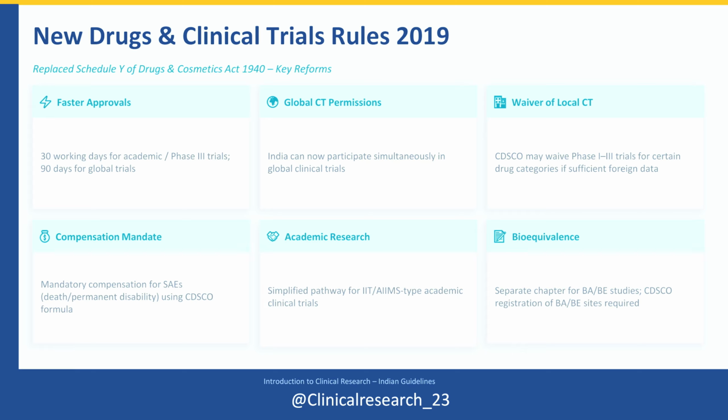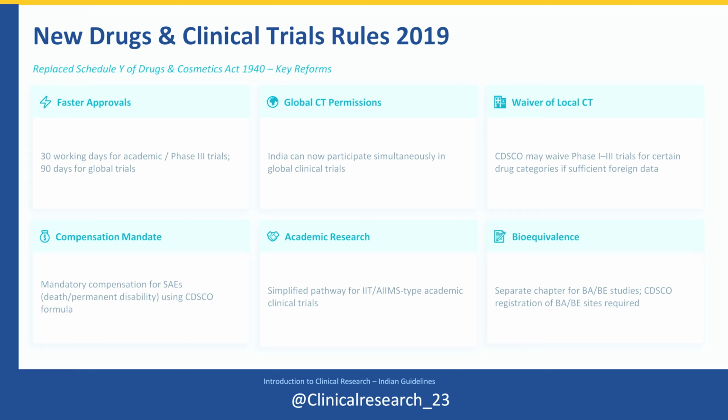Moving on to bioequivalence studies, we've introduced a simplified pathway, especially beneficial for academic institutions like IITs and AIIMS, making it easier and faster to conduct these trials. In terms of academic research, there's now a mandatory requirement for compensation in cases of serious adverse events, such as death or permanent disability, calculated using the CDSCO formula. This underscores the importance of participant safety and accountability.